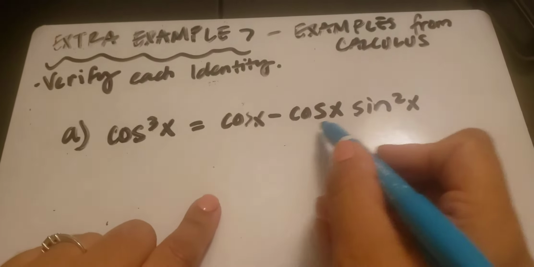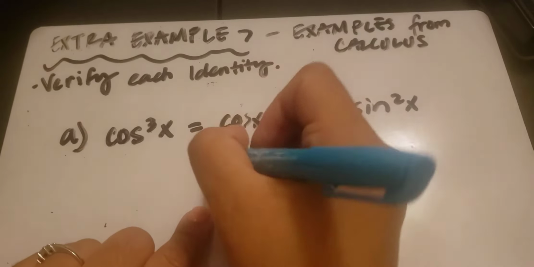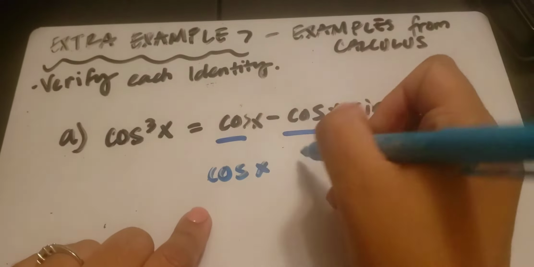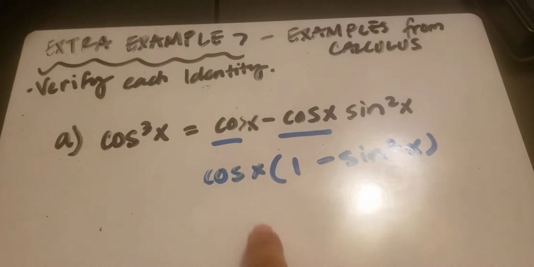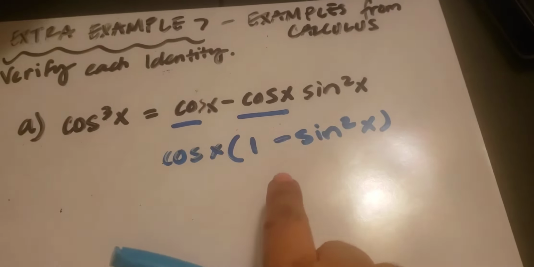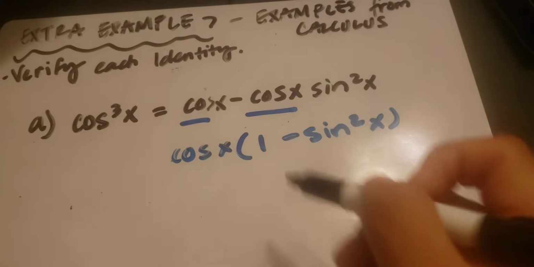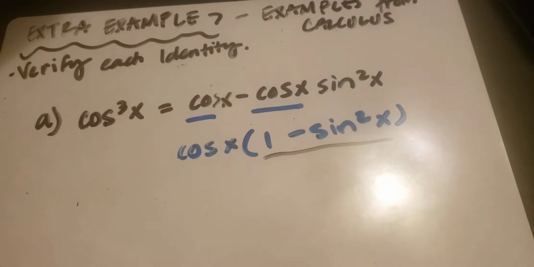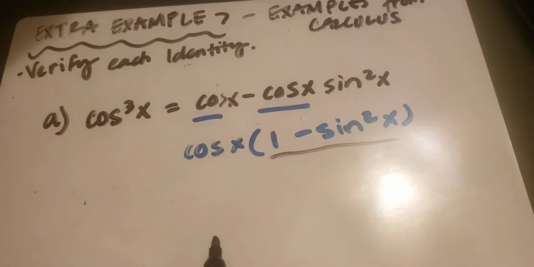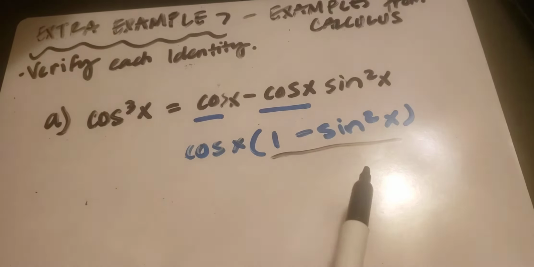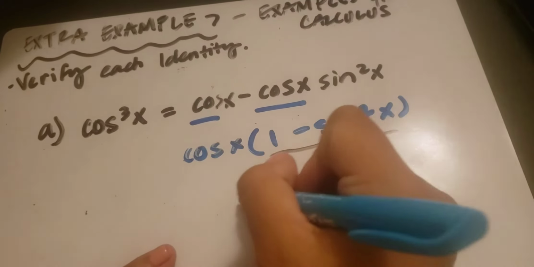So cosine of x minus cosine of x times sine squared of x, I can factor out a cosine, okay? So I'm going to write cosine of x and then 1 minus sine squared of x, okay? So I factor out a cosine of x, and now I have 1 minus sine squared of x, which right here is a Pythagorean identity, okay? The one that you should be looking at is sine squared of x plus cosine squared of x equals 1. So 1 minus sine squared of x will actually give us cosine squared of x, okay?